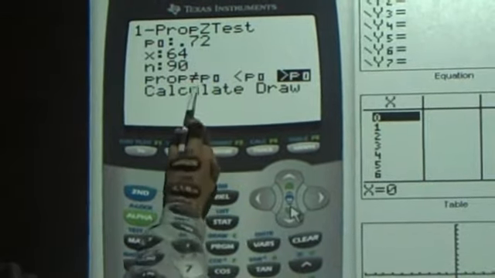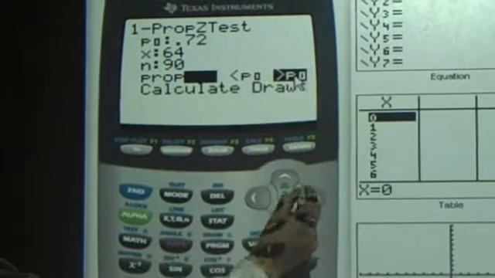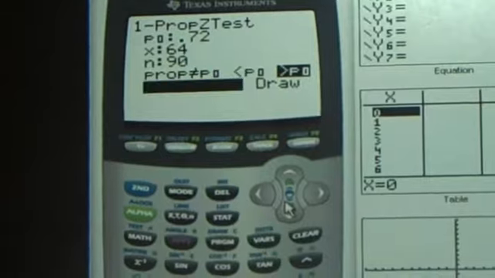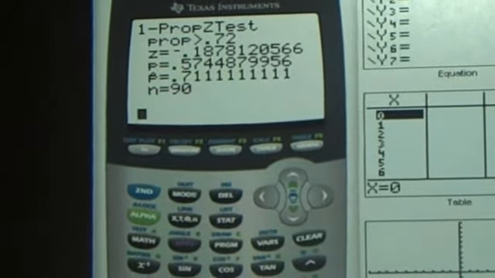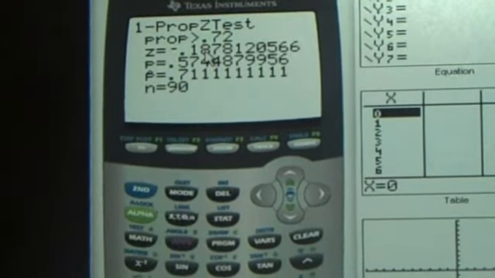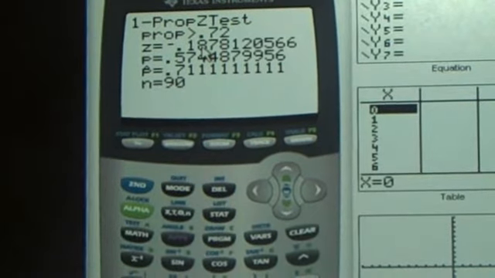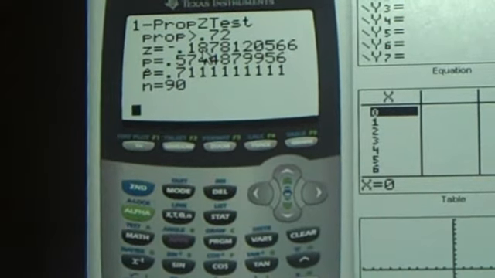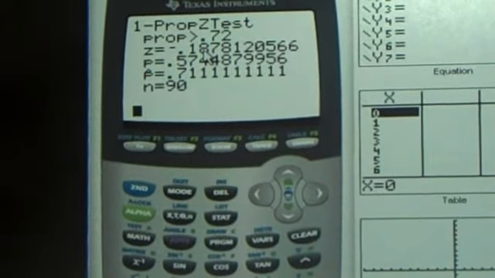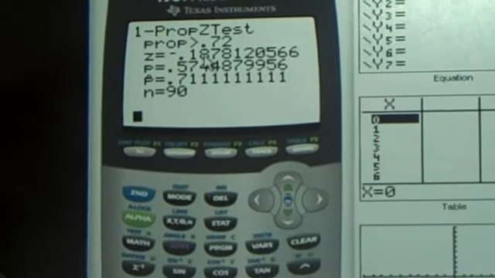Then we come down here, and it says proportion is not equal to, less than, or greater than, and we want it to be greater than, so we go over there and we hit enter. And you go down to calculate, and you hit enter again, and it shows us that our Z-score is negative 0.18, which, since we rounded ours sooner, we got negative 0.21, but it's still supporting our claim that the evidence does not support that P is greater than 0.72, once again showing that less than 72% of people drive their vehicles to school.